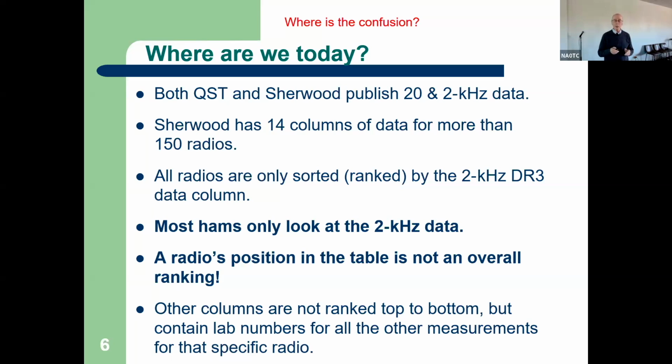So most hams only look at that one column that says the 2 kilohertz dynamic range. But it's not an overall ranking. People think, well, the top radio is the best radio in every aspect, and that's not the case. It could be theoretically, but not usually. So all the other columns, you've got to look at something specific. So if you want to know what a Yaesu and an ICOM, you want to know what the noise floor is, you just got to look up 2 radios and there's your numbers.